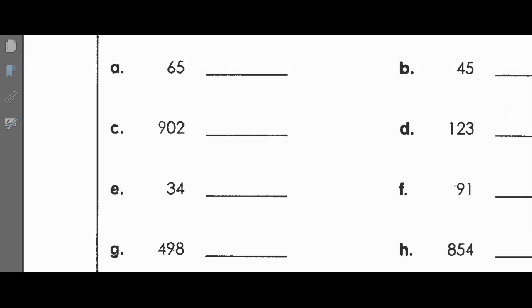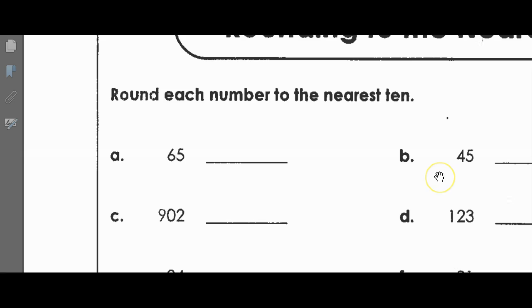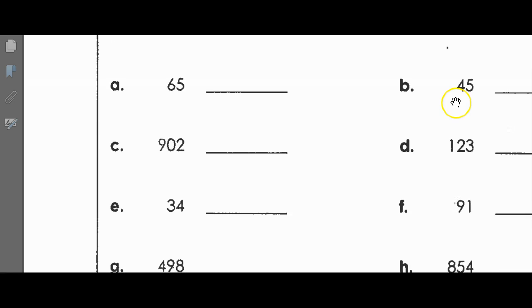All right, this is your homework for math. Okay, you have 2 pages. On the back side of this sheet, it's just basic multiplication. But this right here says that you're rounding to the nearest 10. It says round each number to the nearest 10. Okay, I'm going to enlarge it so you can see it better.